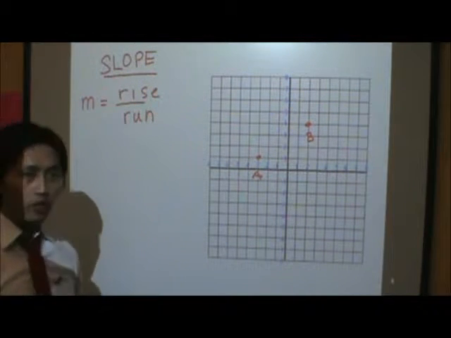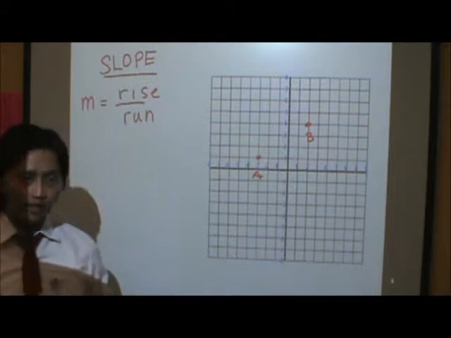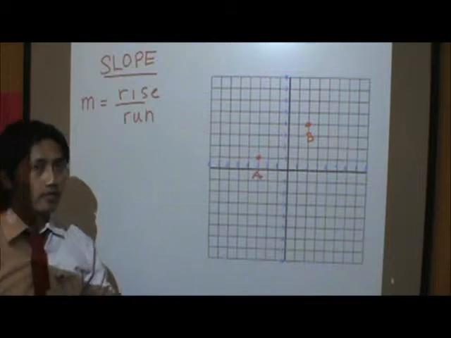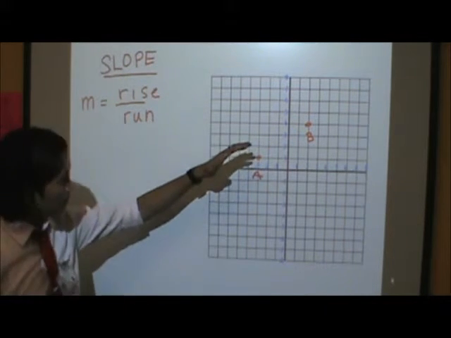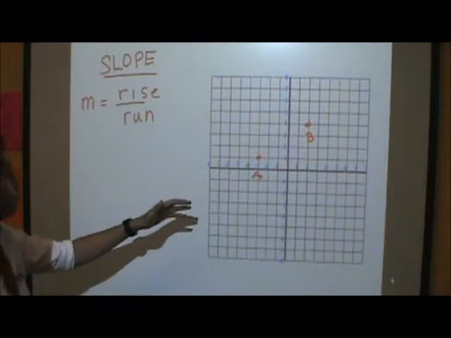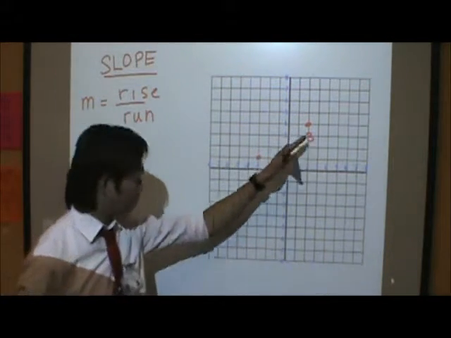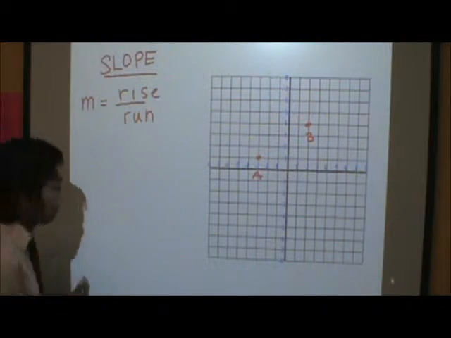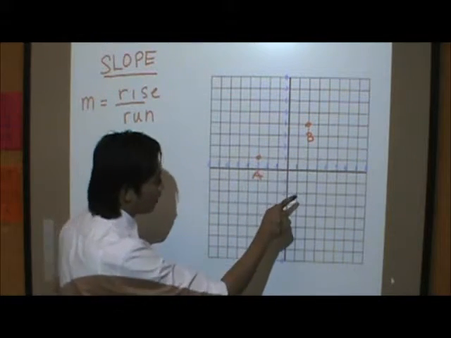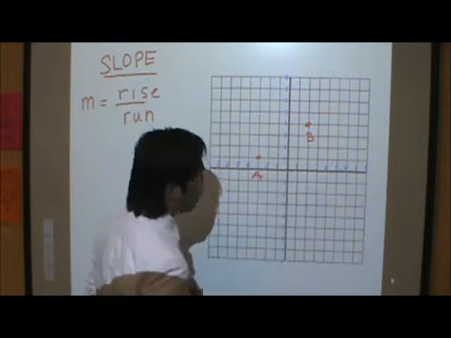Okay, for the slope, we learned in our classroom that we are talking about the steepness of a line in the graph. So for right now, we have 2 points. We have point A and point B. Point A is located at (-3, 1), while point B is at (2, 4).